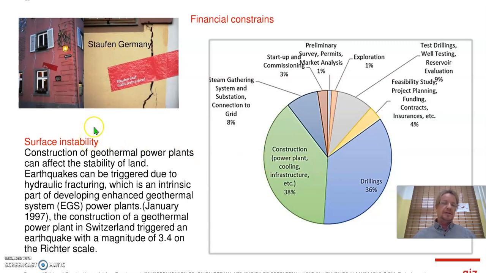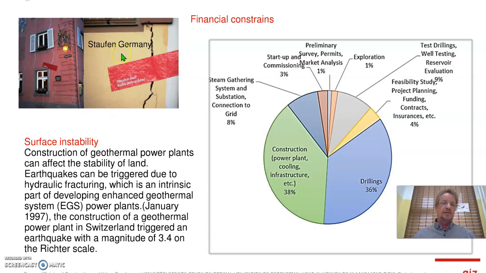Surface instability can lead to earthquakes. We had some in Bavaria with geothermal drilling, particularly if you go for hydraulic fracturing. But there are also other ways which can lead to some surface instability.